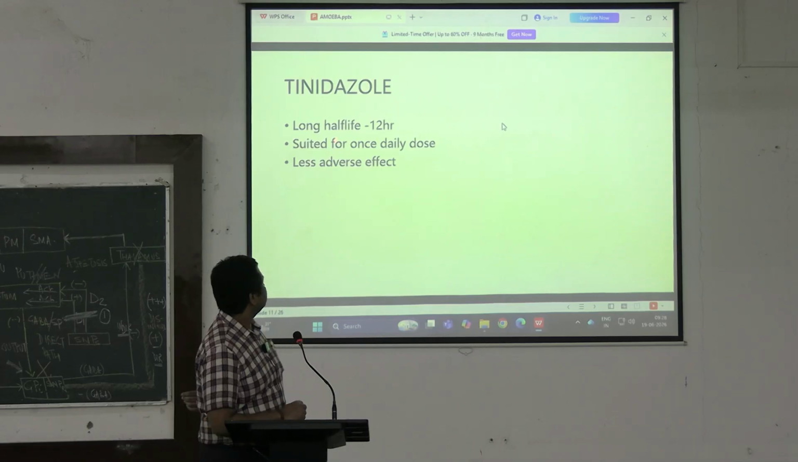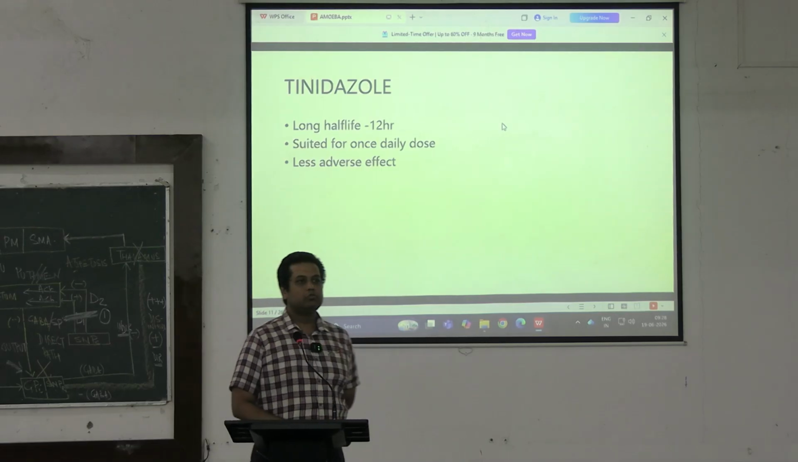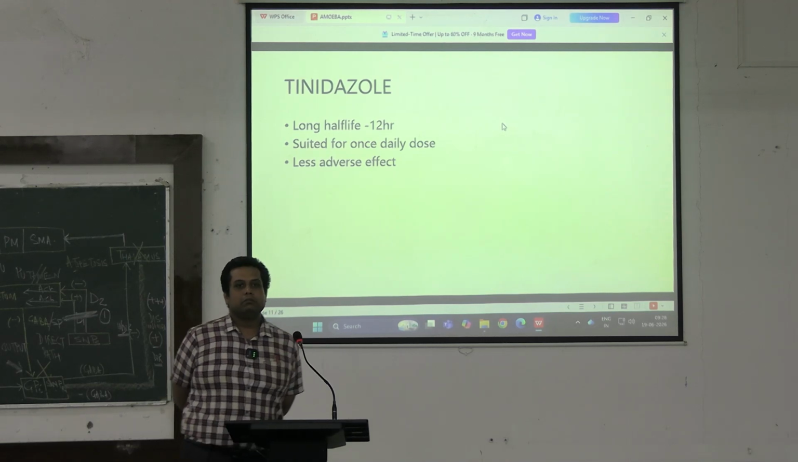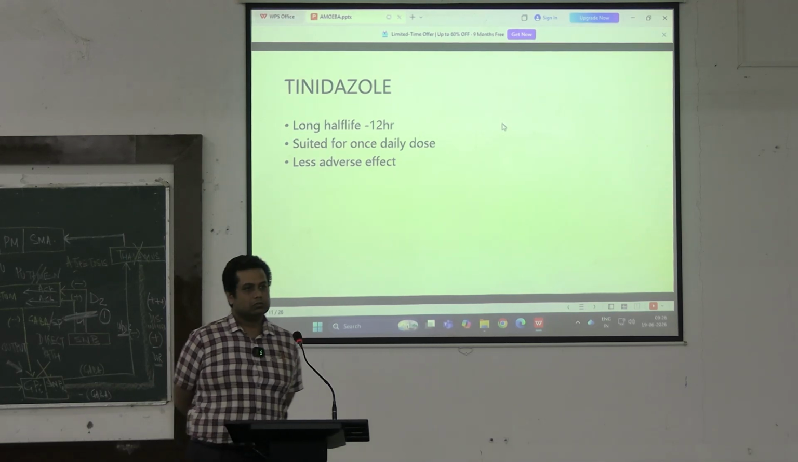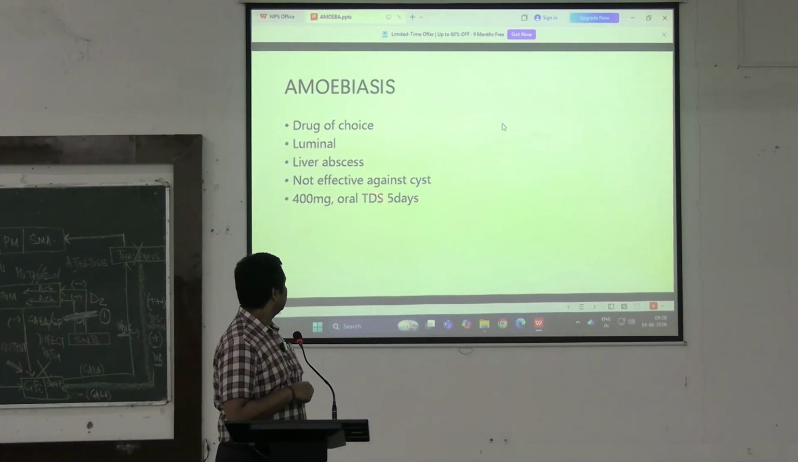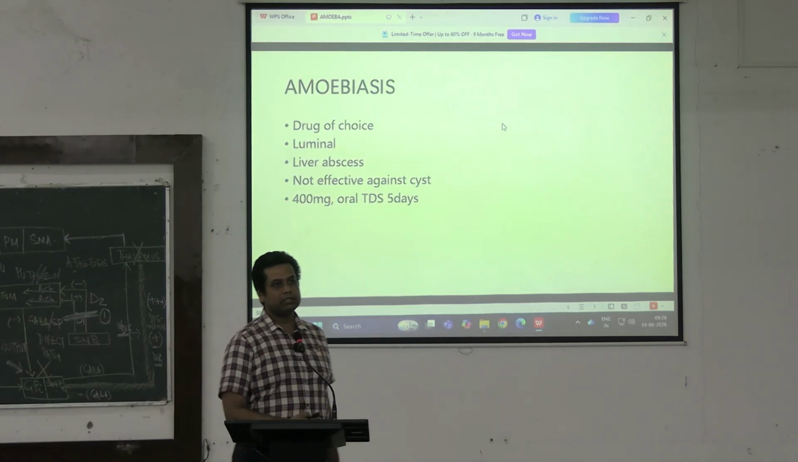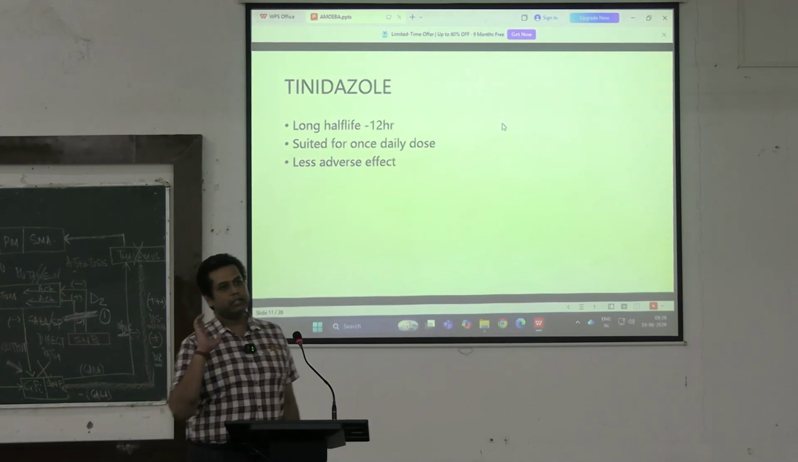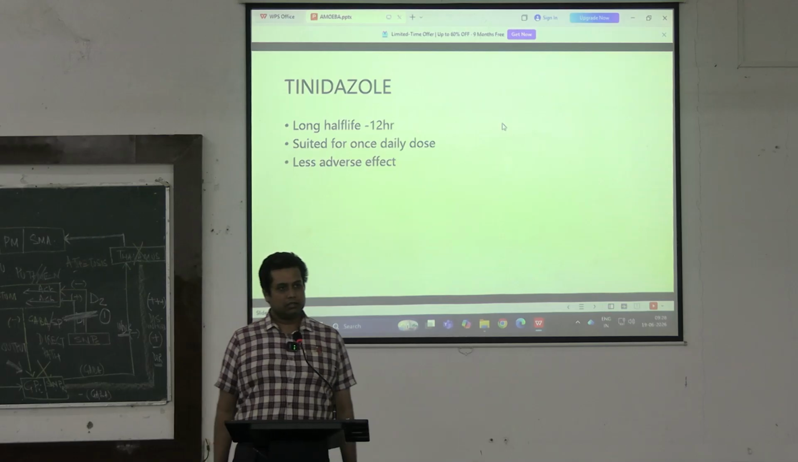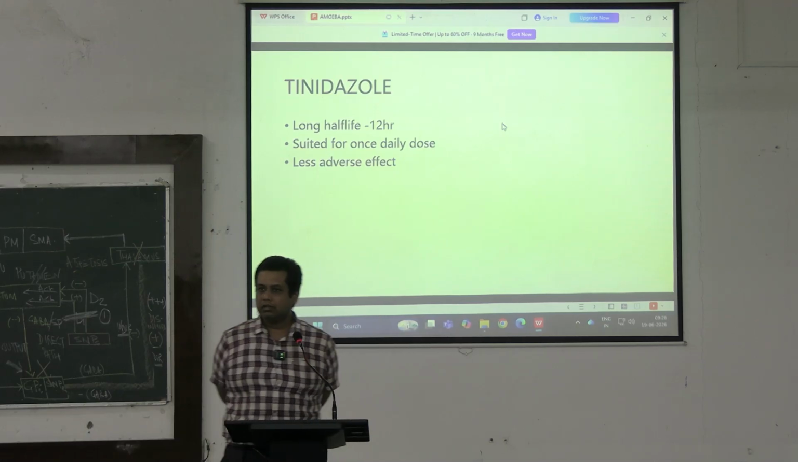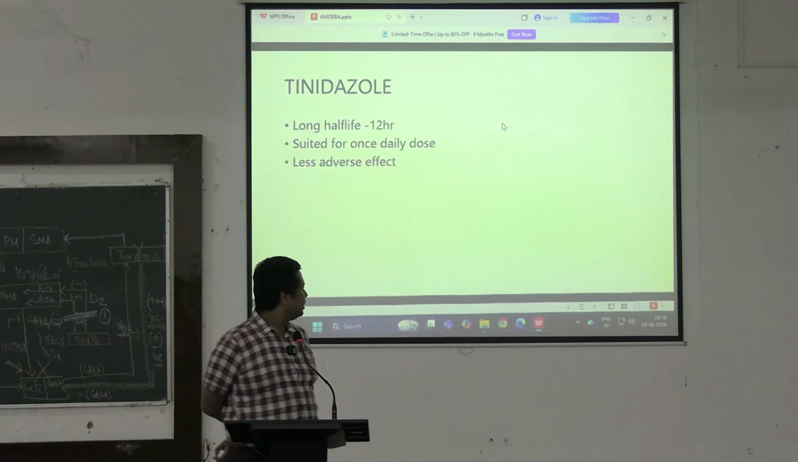Tinidazole has a half life of 12 hours, so it can be used as a single dose. Metronidazole was 400 mg TDS. Tinidazole can be used at 2 gram OD, once daily. That is the advantage of using tinidazole; taking it once a day is enough.